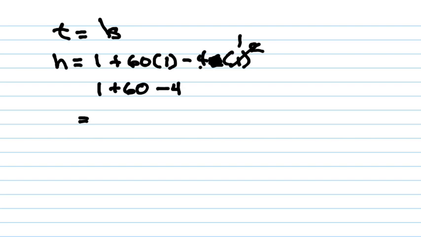Combine all those like terms. And what do you get? 61 minus 4 gives you 57. And it's 57 what? Meters. Okay. So right. Now, that's the height.